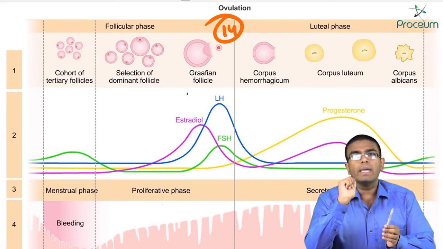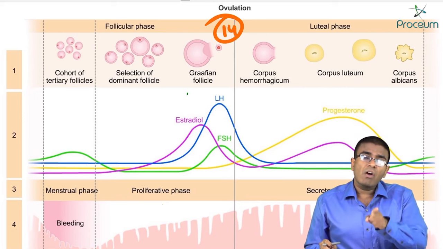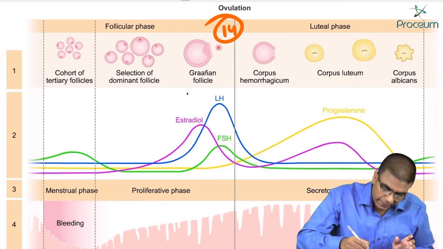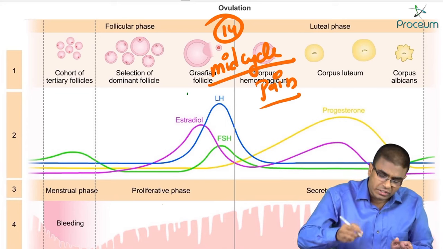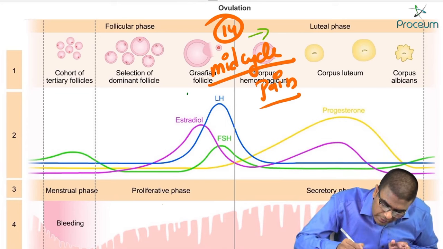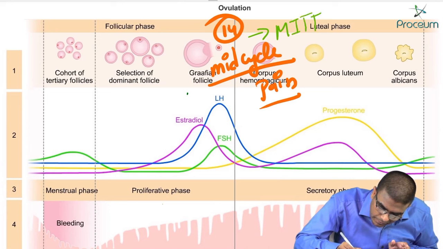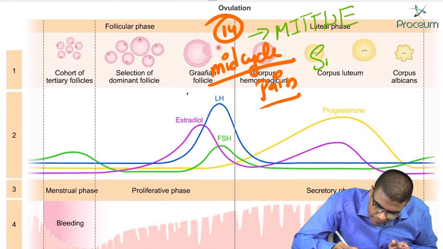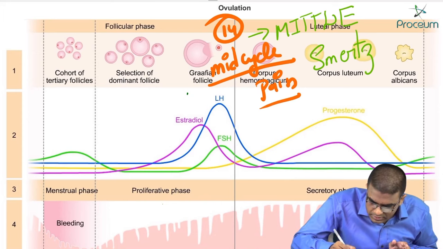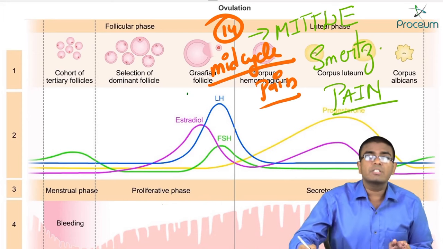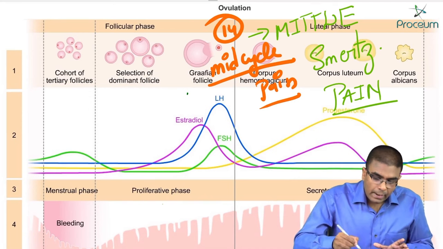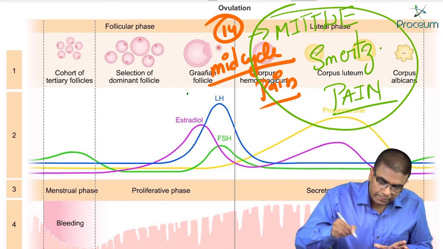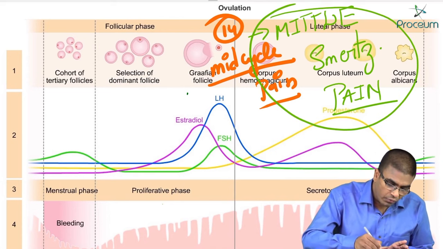Some females experience this pain on the day of ovulation, or I can say mid-cycle pain. Why? Because it happens in the middle of the cycle, on the day of ovulation. This is known as, which is very important, mittelschmerz pain. Okay, I'm sorry for the spelling; I'm not sure whether it is right or not. But mittelschmerz pain is a mid-cycle pain experienced by a female on the day of ovulation.